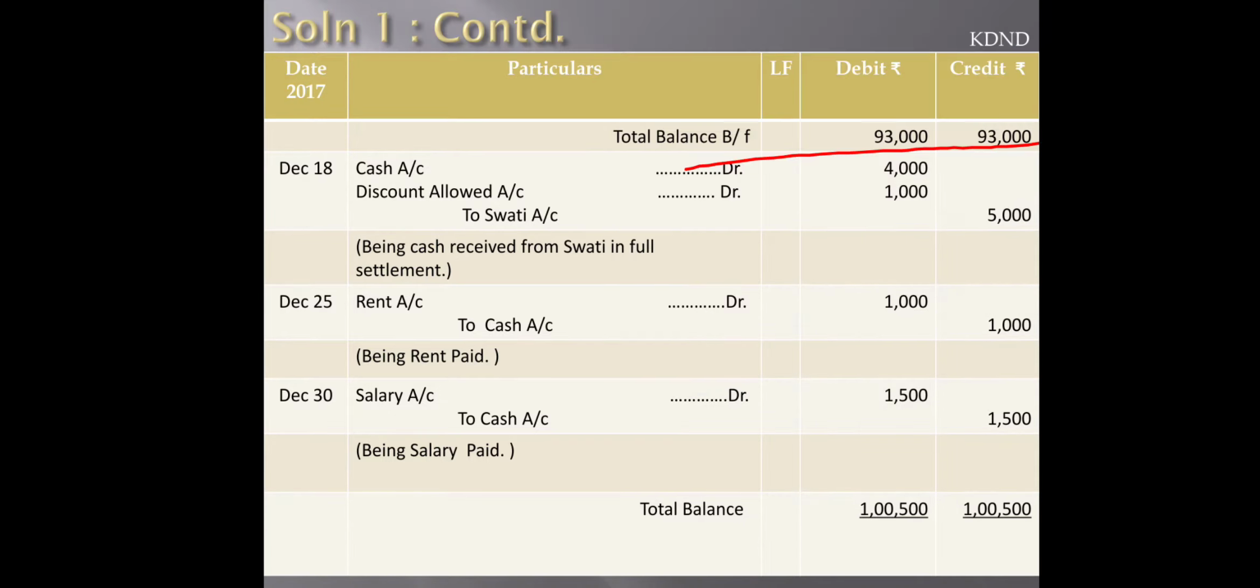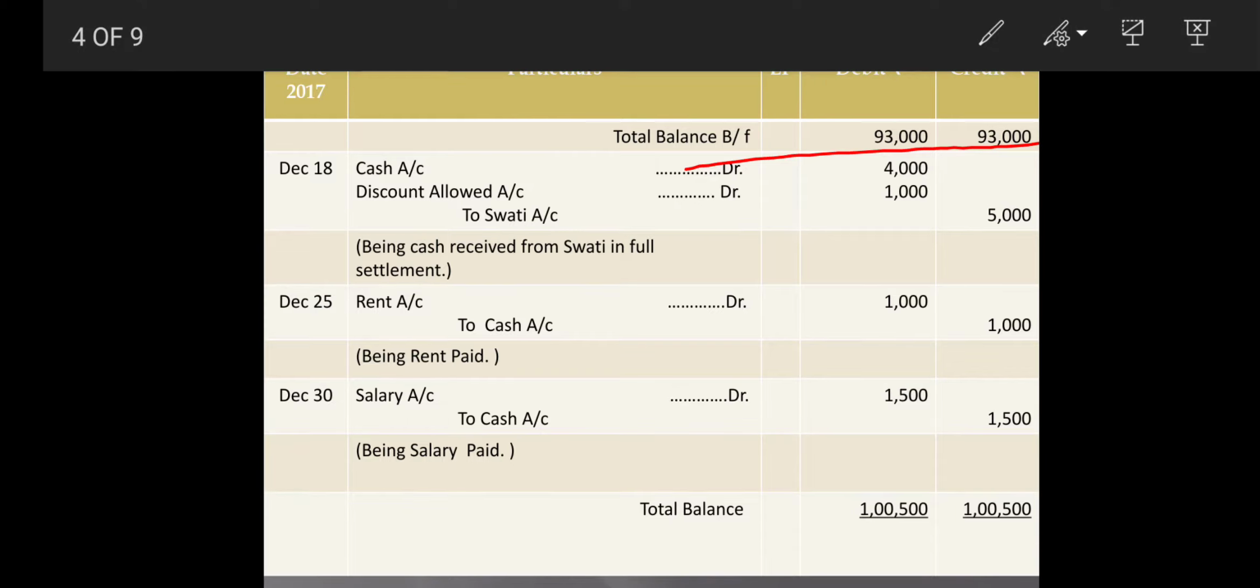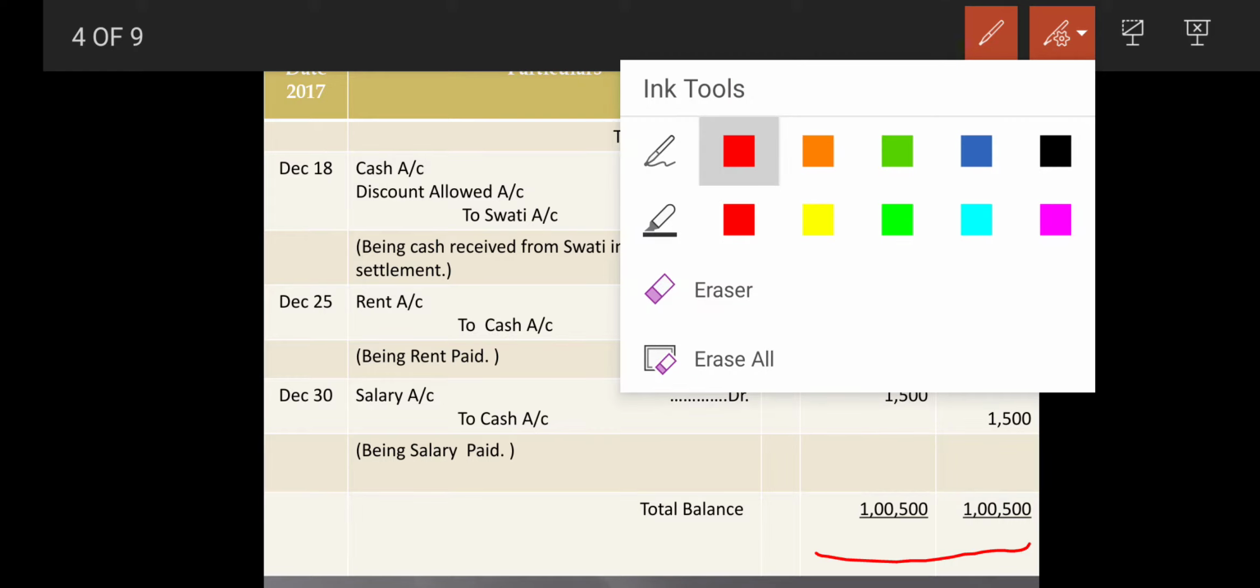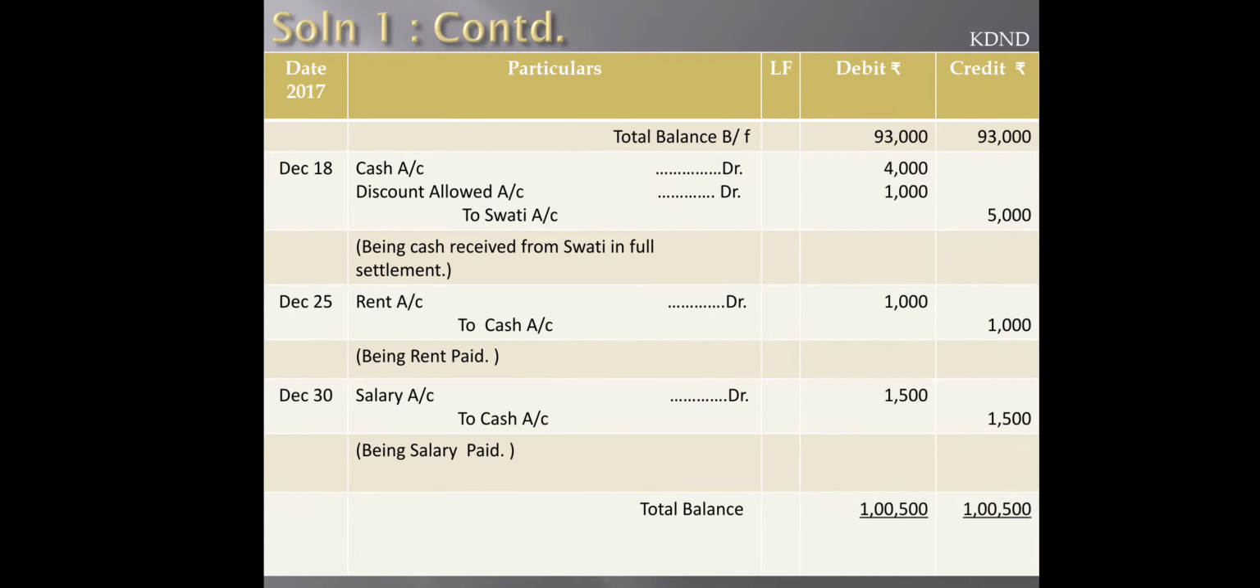And then again make a total of all the activities you have done, that is all transactions recorded over here, and then the final total balance you have to make out, and that will be your final conclusion of the sum. That ends the sum in this particular manner.